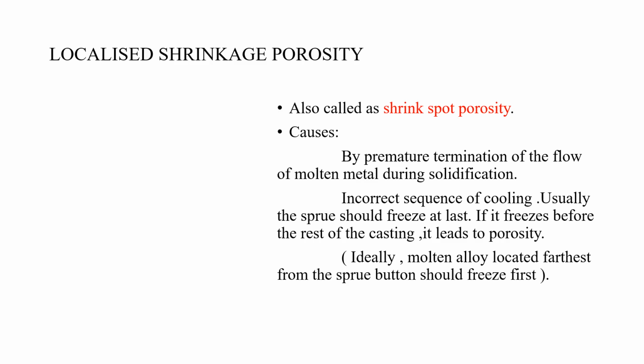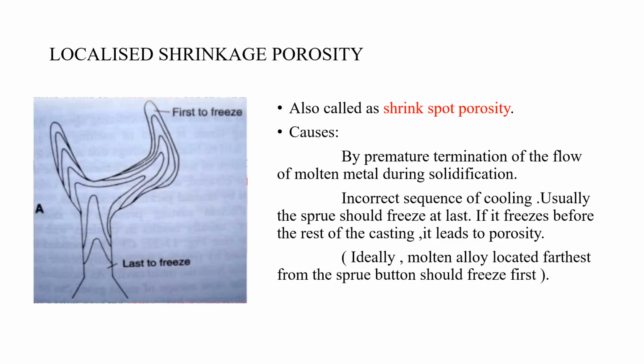So coming on to localized shrinkage porosity, which is also called shrink spot porosity. It is caused by premature termination of the flow of molten metal during solidification or incorrect sequence of cooling. Usually, a sprue should freeze last. If it freezes before the rest of the casting, it will lead to porosity. Ideally, the molten alloy located farthest from the sprue button should freeze first, and the sprue should be the last to freeze.